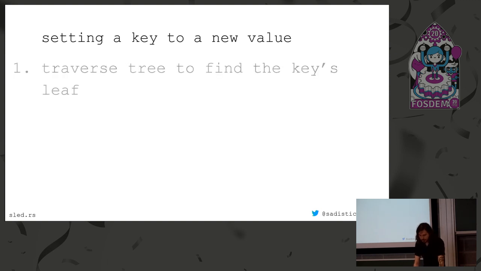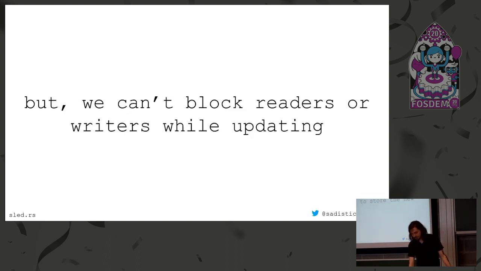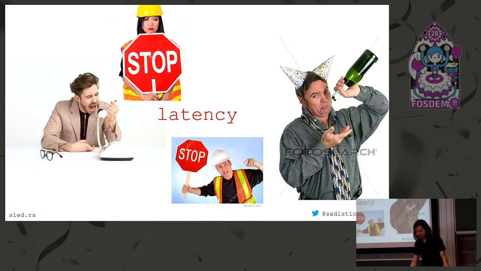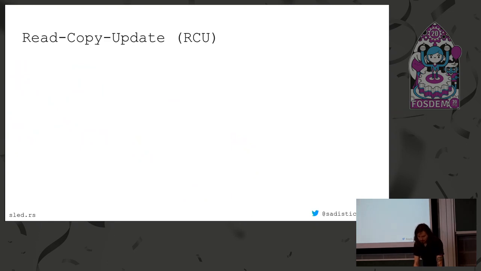So in order to set a value to a new key, we first find, so it's organized as a tree structure, we go from the root node to the responsible leaf, and then we mutate that leaf. But it's important how we do this, because it cannot be blocking. We don't want latency. That's bad. So we use a technique called RCU, read, copy, update.